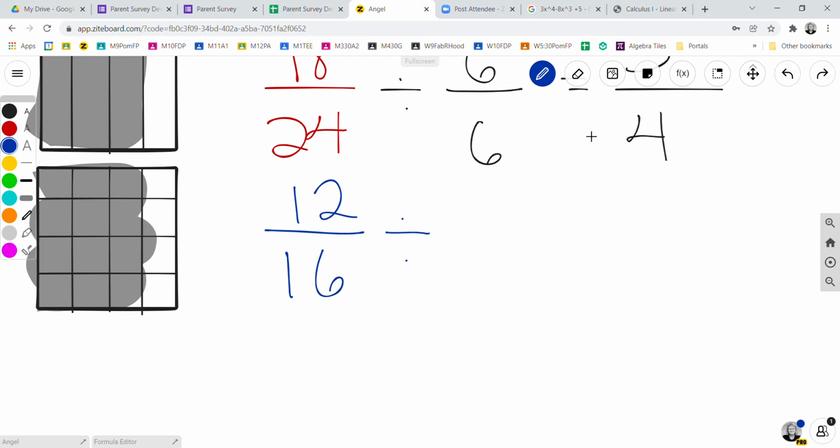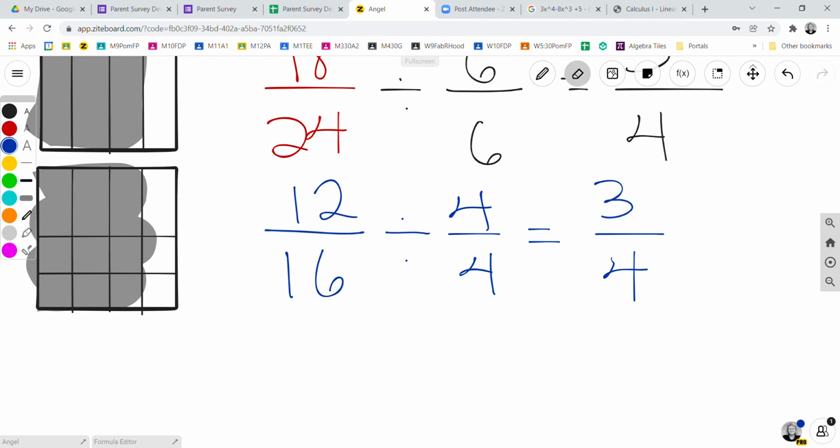What can they both divide by? Well, if I have a picture, I'm going to use it. Since there are 4 sections on this side, let's divide by 4. And 12 divided by 4 is 3, 16 divided by 4 is 4. Oh, look, it really does work. If I erase my sideways cuts, then I have 3/4.